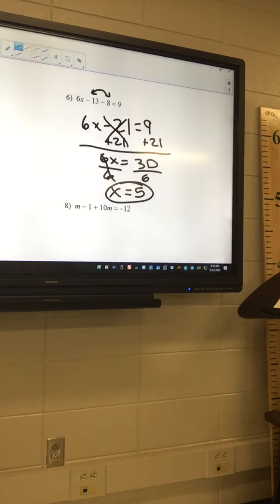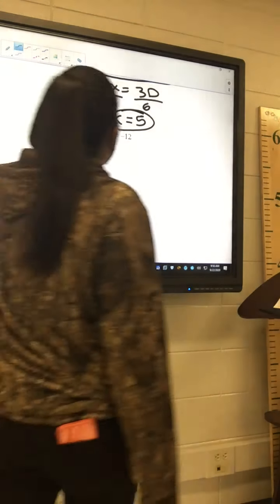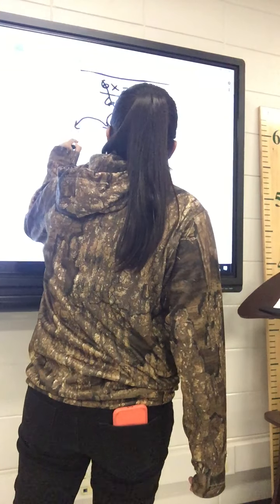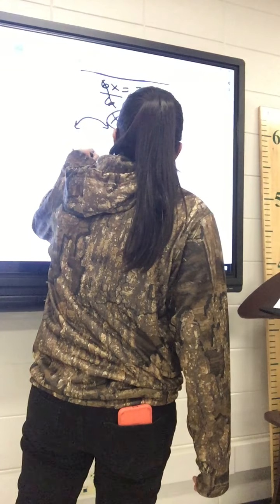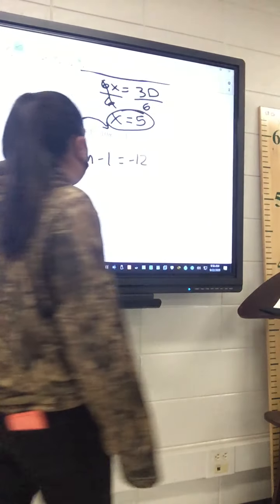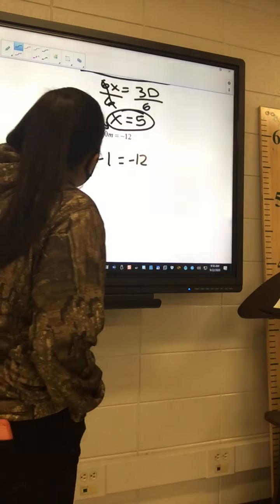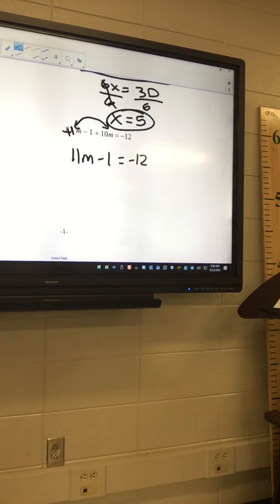Yeah, I know. Okay, look at number 8. What can we combine? The M and 10. The M and 10 to give me what? 11M. How did you get 11M? There's a 1 in front of there, and is it a positive or negative 1? Positive. So there's really a plus 1M right here, okay?